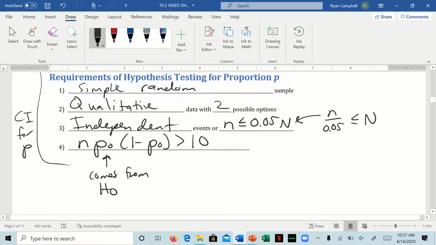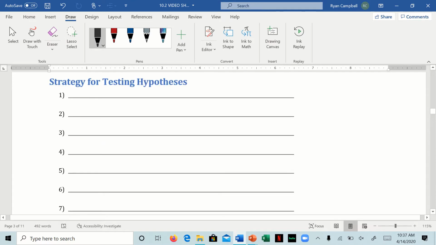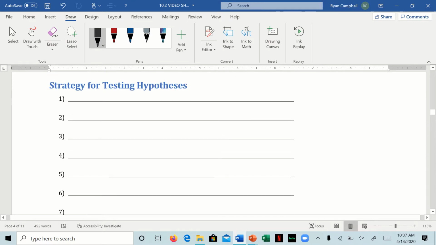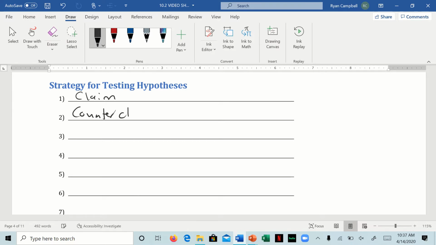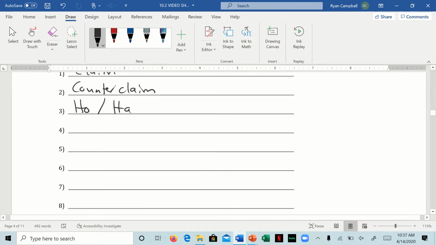All right. And then let's just go through our tests again, our strategy, our 8 steps. Step 1, we're going to write our claim. Step 2, write our counterclaim. Step 3, do our H naught and our HA. Step 4.